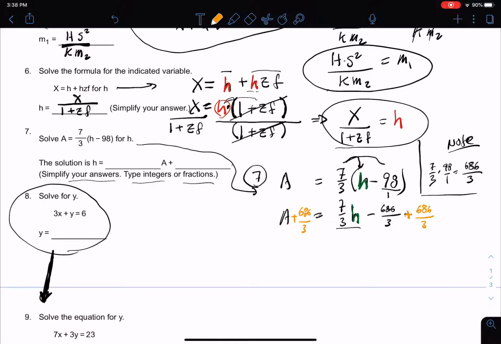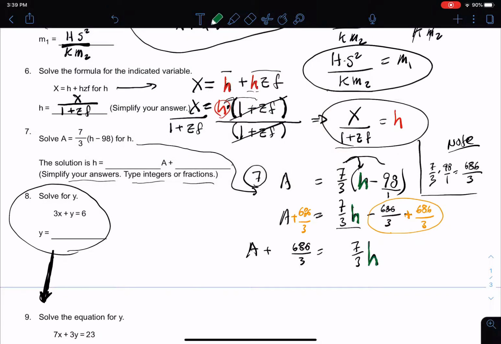Okay, and of course this zeroes out. And now I'm left with A plus 686 or 686 thirds. That equals 7 thirds times H. So now we want to isolate, still want to isolate this green H.